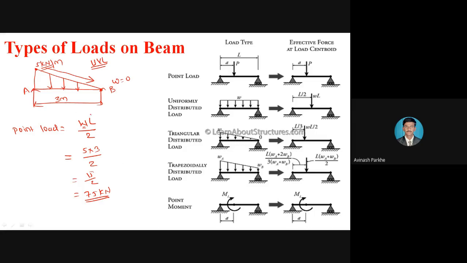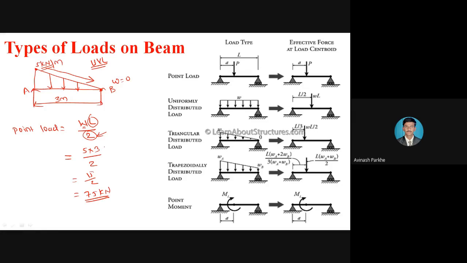W represents the magnitude of the UVL. Length: whatever length your UVL is spread over, we only have to consider that length and divide it by 2. In UDL, this dividing factor is not there. This 2 is not present in the denominator. But in case of UVL, this dividing factor is to be represented.